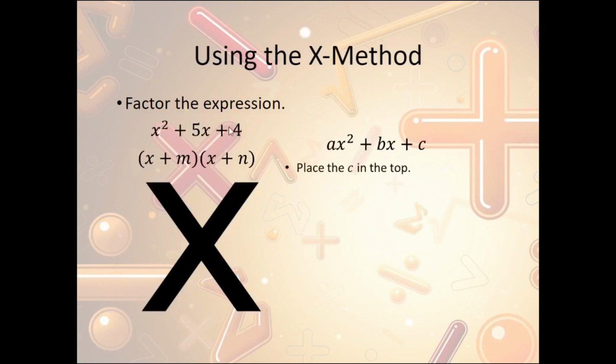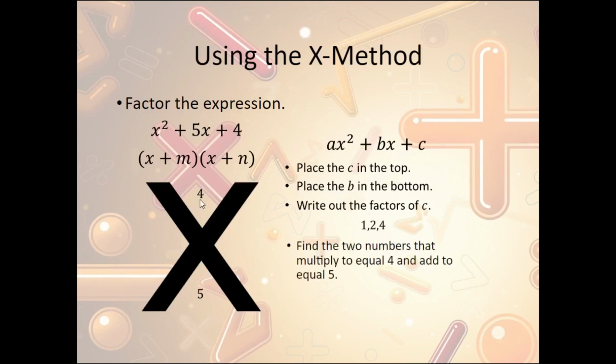We place c in the top. So c is 4, so this goes up here. Then we place b in the bottom. b is the middle number, so this goes here. Now we're going to write out the factors of c. So what are the factors of 4? Well, we have 1, 2, and 4. So those are my factors. Now I need to figure out which two of those numbers are going to multiply to equal 4 and add to equal 5. Well, I have 1 times 4 is 4, and when I add those two together, I also get 5. So I'm going to go ahead and put each of those in each of these sides. It doesn't matter which one goes where, as long as I have 1 and 4 on each side.